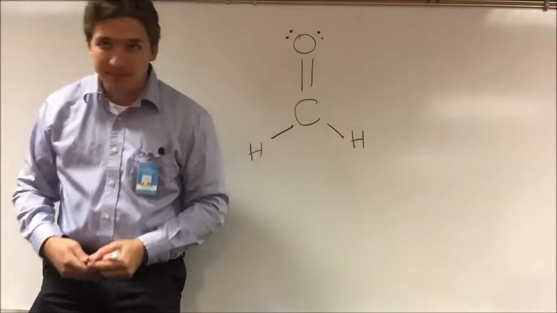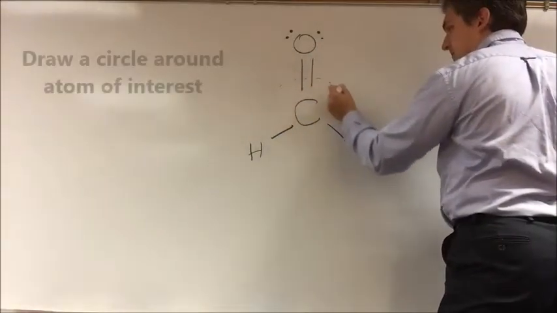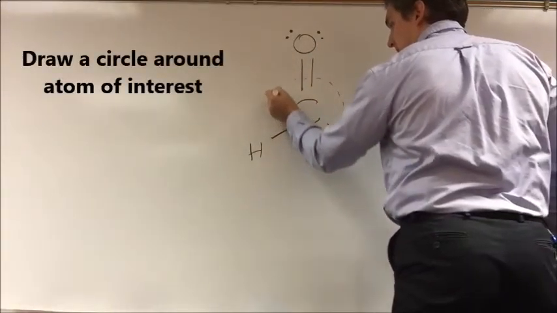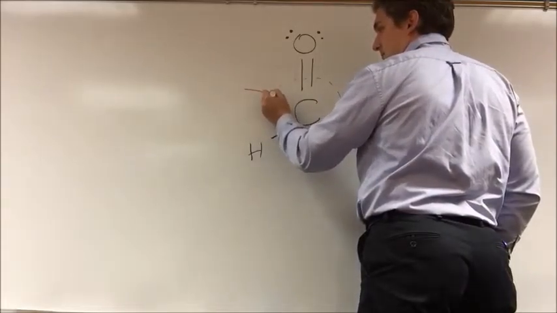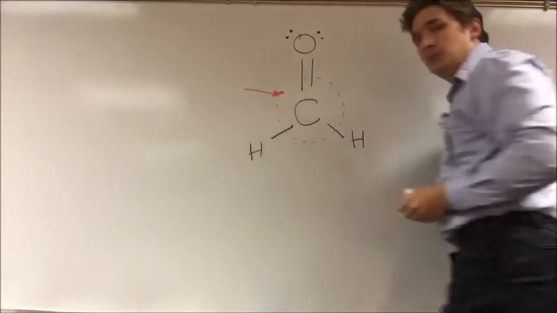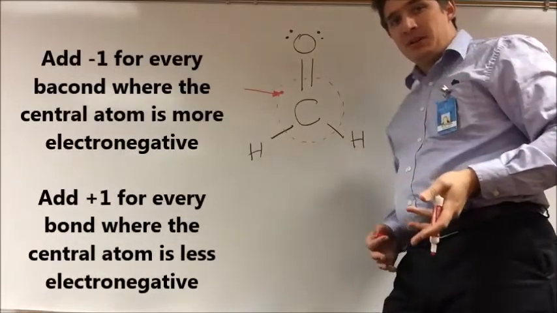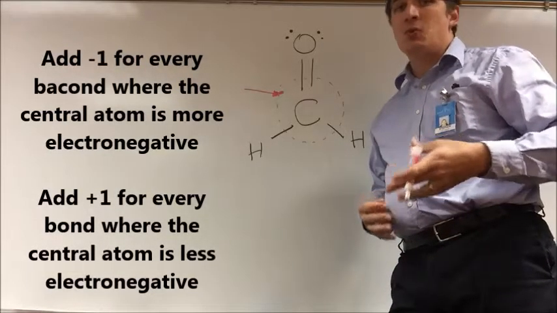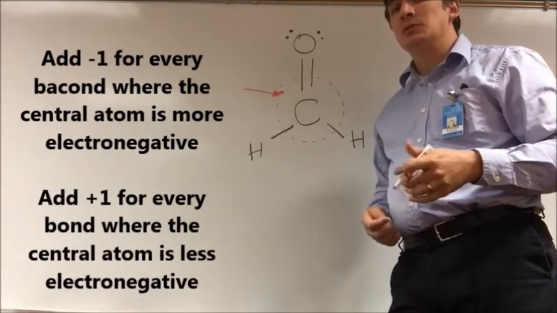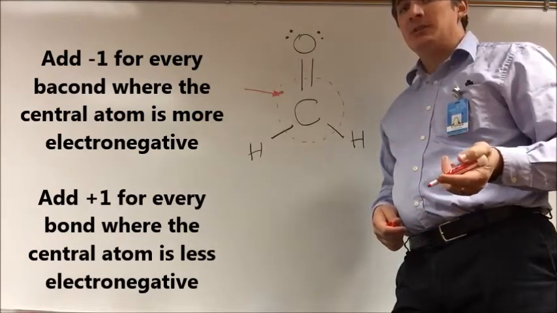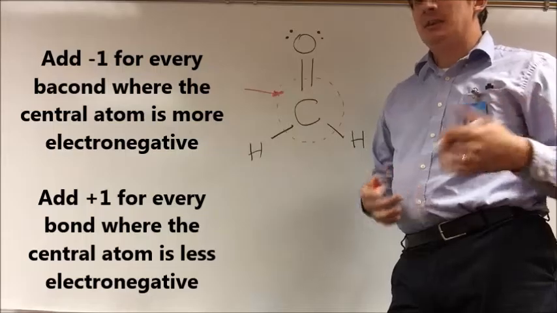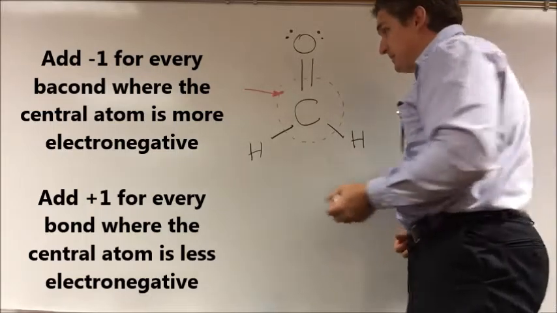So when we do relative accounting, what we're going to do is draw a circle around our atom of interest. We're going to pick an arbitrary starting point in the circle, and we're going to move our way around. Every time we find a bond where our central atom is more electronegative than the element it's bound to, we're going to add -1 to the oxidation state. And every time we come to a bond where the central atom is less electronegative than the atom it's bound to, we're going to add +1.